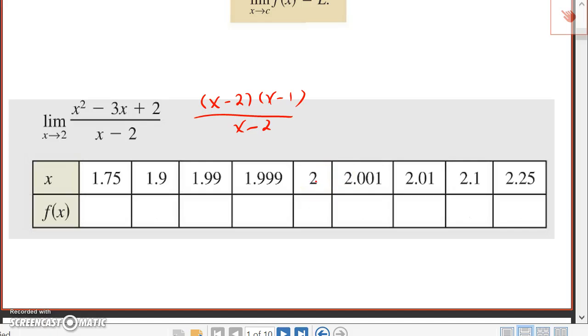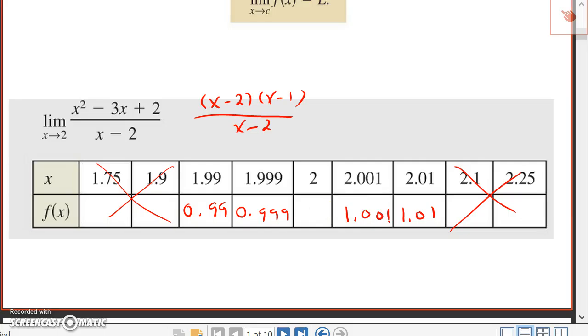For time's sake, you could plug these into your calculator and come up with your calculations, but let's look at 1.99. If we substitute 1.99 in for x and simplify, we would end up with 0.99. If we substitute 1.999 in, we would end up with 0.999. Now, if we come from the right, substitute in 2.01, we would end up with 1.01. And 2.001, we would end up with 1.001.